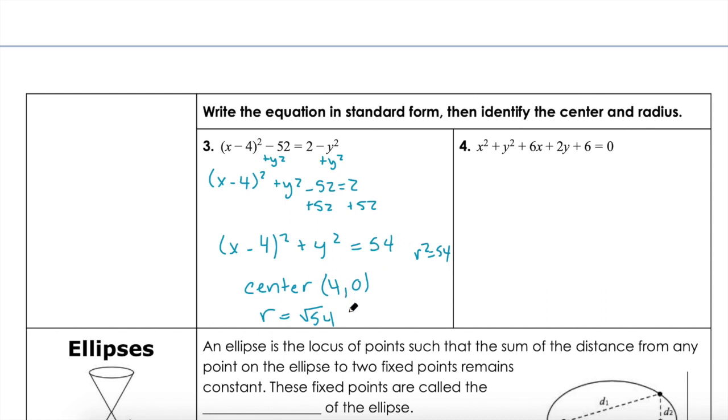Which we can simplify this radical to be 3 radical 6. Let's take a look at the next example. Once again, we want to start by getting our number on its own side of the equation, and we want to group our x's and our y's together. So we're going to have x squared plus 6x plus y squared plus 2y. And I'm going to move the 6 to the other side by doing minus 6, so equals negative 6.